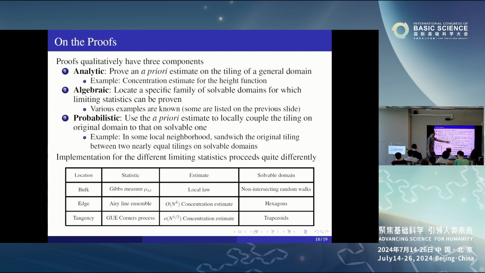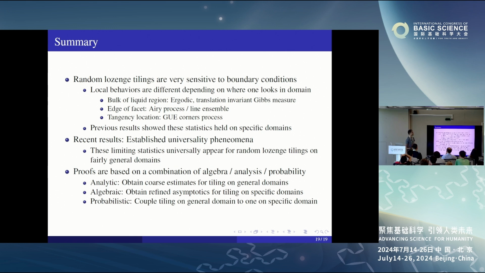And the solvable domain also, you have to pick a different one depending on which regime you're probing. For the bulk region, the focus of this talk, you look at non-intersecting random walks, which you can imagine as an infinite trapezoid, where you let the height of the trapezoid go to infinity in a certain sense. Okay, so let me just conclude with all of this.